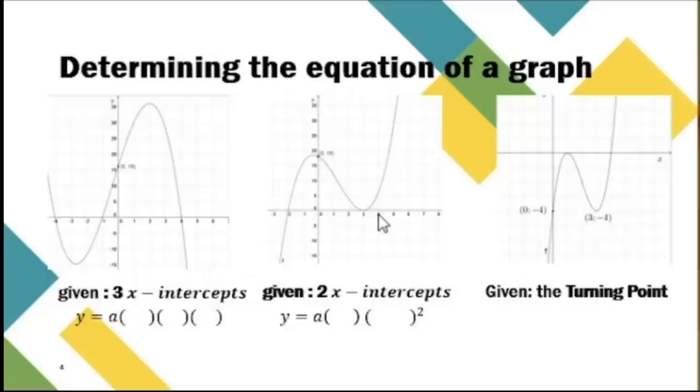Or we can give you a graph with 1 x-intercept indicated, and the second x-intercept is a turning point, which means that x-intercept repeats. So the form you will use is y equals a, x minus the first x-intercept, and x minus the second one, the one that's repeating, squared. Or we can give you a graph where we only indicate the turning points.